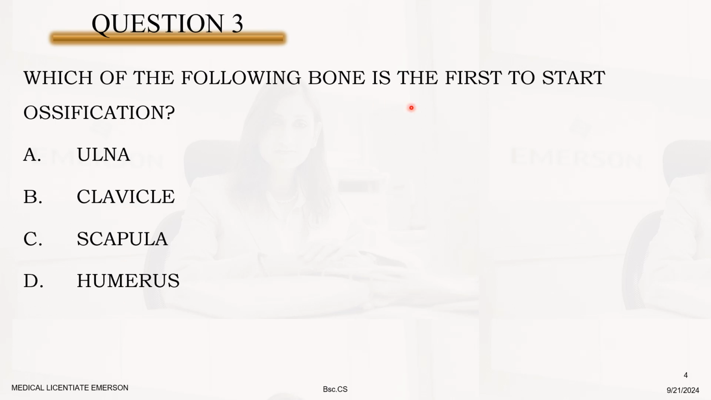Then which of the following bones is the first to start ossification? The ulna, clavicle, scapula, humerus. Which one is the first to start ossification? The answer for this one is of course the clavicle. The clavicle is the one which is the first to start ossification.